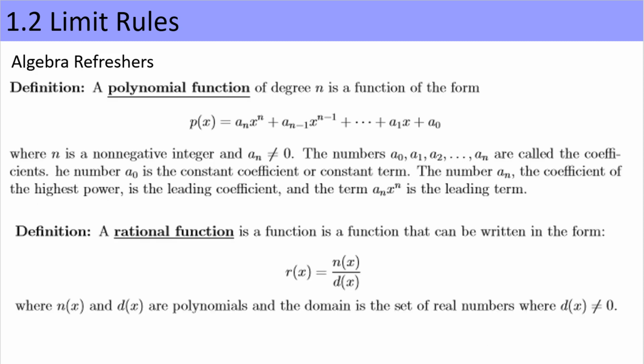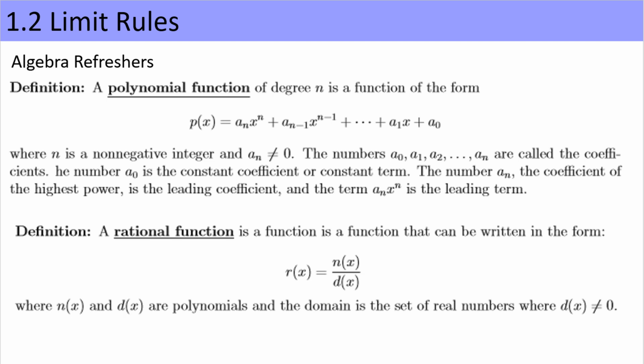Algebra refreshers. Definition. A polynomial function of degree n is a function which can be expressed in the form p of x equals a sub n x to the n plus a sub n minus 1 x to the n minus 1 plus ... plus a sub 1 x plus a sub naught, where n is a non-negative integer and the leading coefficient is not 0.